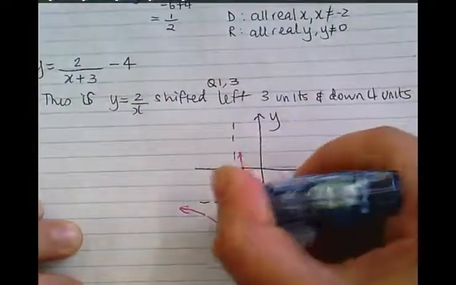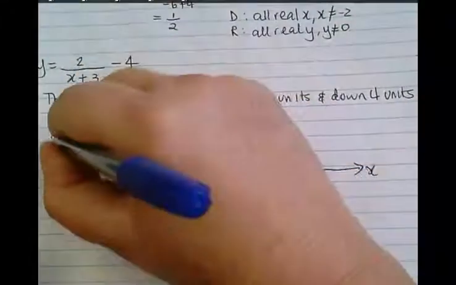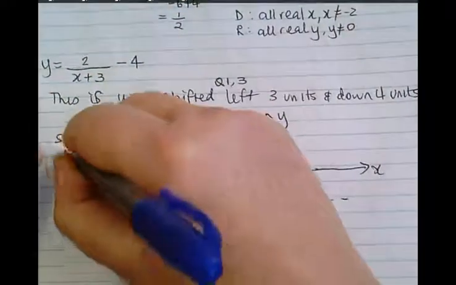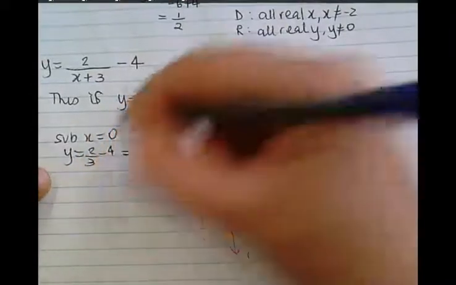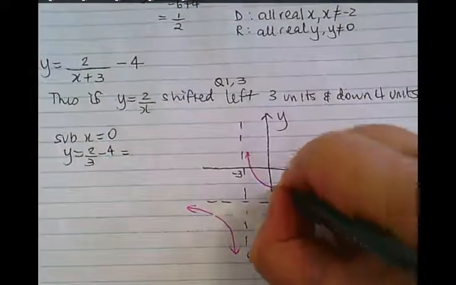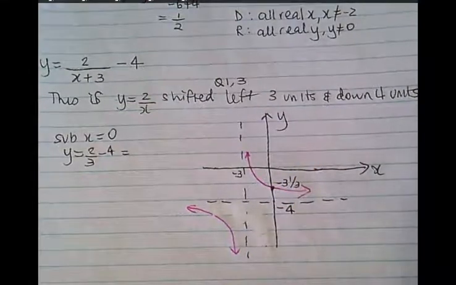Let's just substitute x is 0 for our y-intercept. And what do we get? y is 2/3 minus 4. Someone's got to help me with that. Negative 3 1/3. I know it's not drawn to scale, okay?